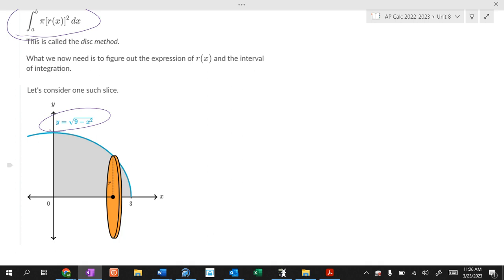We're going to take this, because the height of this is this. So at 2, the height will be the square root of 5. At 1, it'll be the square root of 8, and so on. That's the radius of the circle at that point. Right here, the square root of 8 will be the radius. At 2, the radius will be the square root of 5. At 3, the radius will be 0. That's where we'll end.